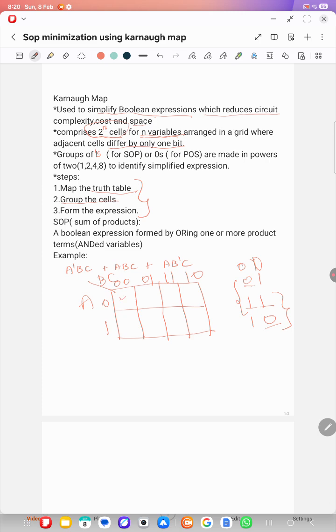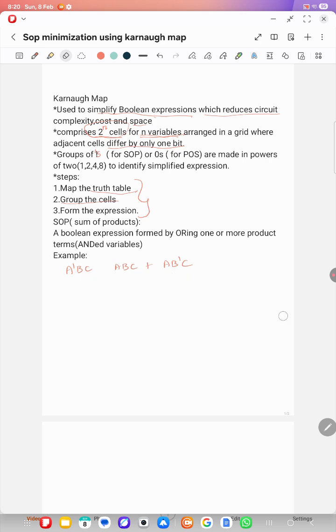In the Karnaugh map this cell and this cell are adjacent, and this is adjacent. For this cell, this is adjacent, and it is not adjacent diagonal-wise. It is not possible. So this is the arrangement of the Karnaugh map. It maps all the truth table and groups the cells.